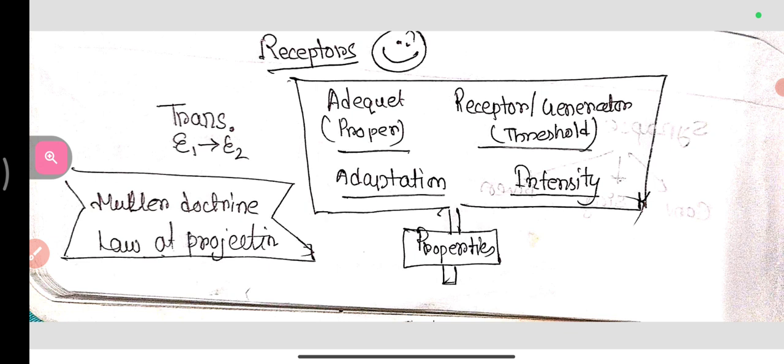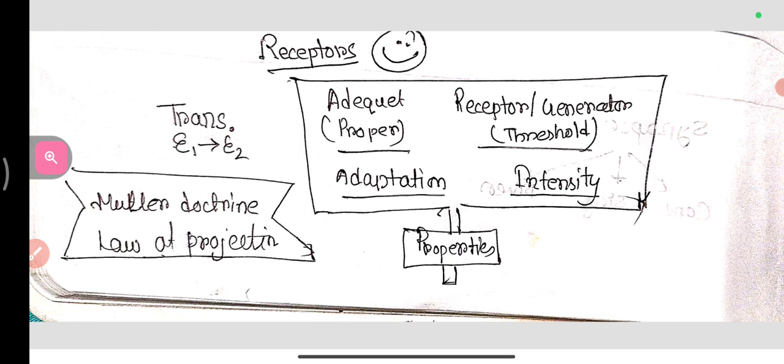So different kinds of receptors convert different kinds of stimulus into electrical impulses, and the nerve fibers from that particular receptor go to a particular area of the cerebral cortex, and it gives the sensation of that stimulus, whether it is light or sound or touch.